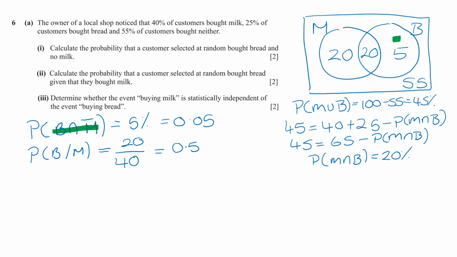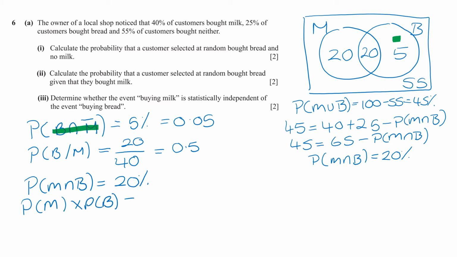Determine whether the event buying milk is statistically independent. So probability of milk and bread is 20%. Probability of milk times the probability of bread is, for this I prefer to work in decimals, 0.4 times 0.25, which is 0.1.